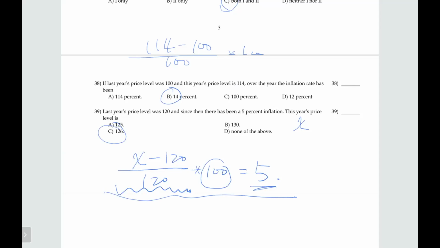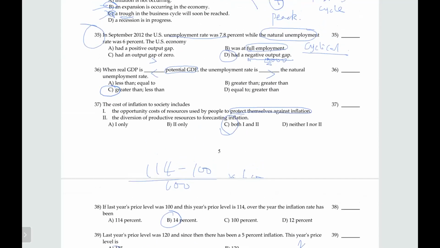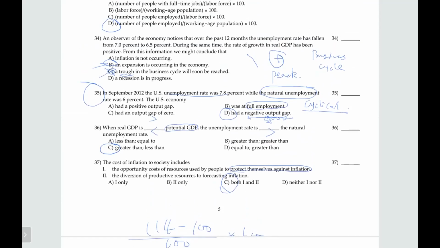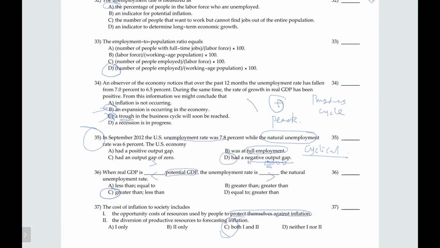Now I have finished the discussion for all of the practice questions. Please go through the material we have discussed, based on this sample test.